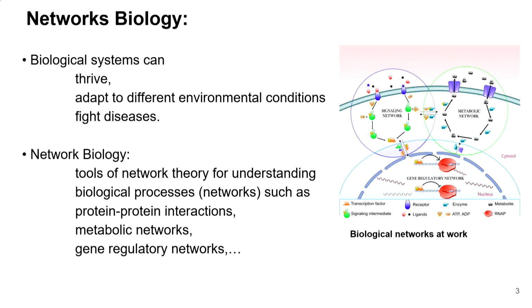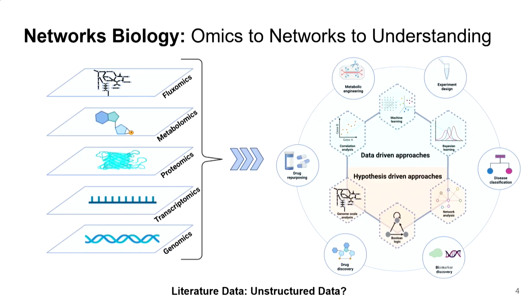Now the idea here is to use network theory to understand them, and people have been doing this for the last two decades. But one of the major advantages comes from omics data, which is high-throughput data. Omics data has been used to construct different networks, for drug repurposing, for metabolic engineering in processes, for designing efficient experiments, for disease classification, biomarker discovery, and of course drug discovery, which is one of the holy grails in the pharmaceutical and biopharmaceutical industry.